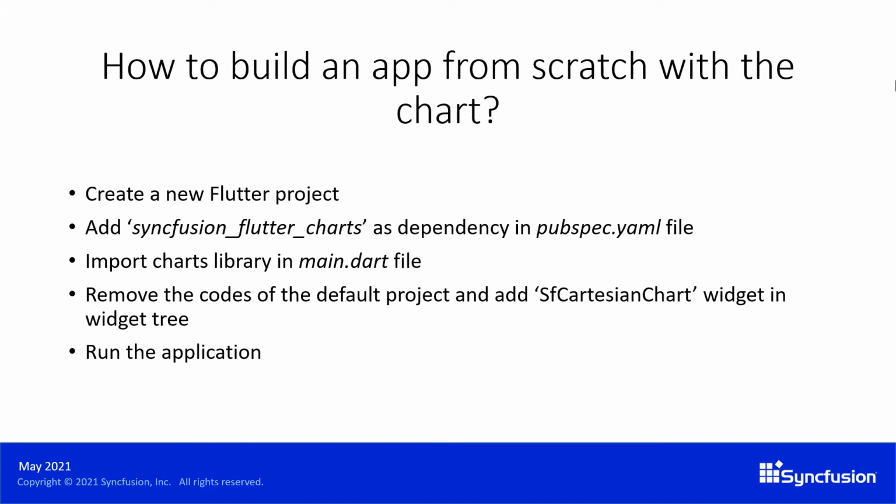Next, let's see how to build a Flutter app from scratch and how to include Flutter charts in it. You can open a new project or existing project, and in that you can add Syncfusion Flutter Charts as a dependency in the pubspec.yaml file. Then you have to import the charts library in the main.dart file. Then you can include the chart widget in your widget tree. On running this application, the default Flutter chart will get rendered. Let's try this practically.